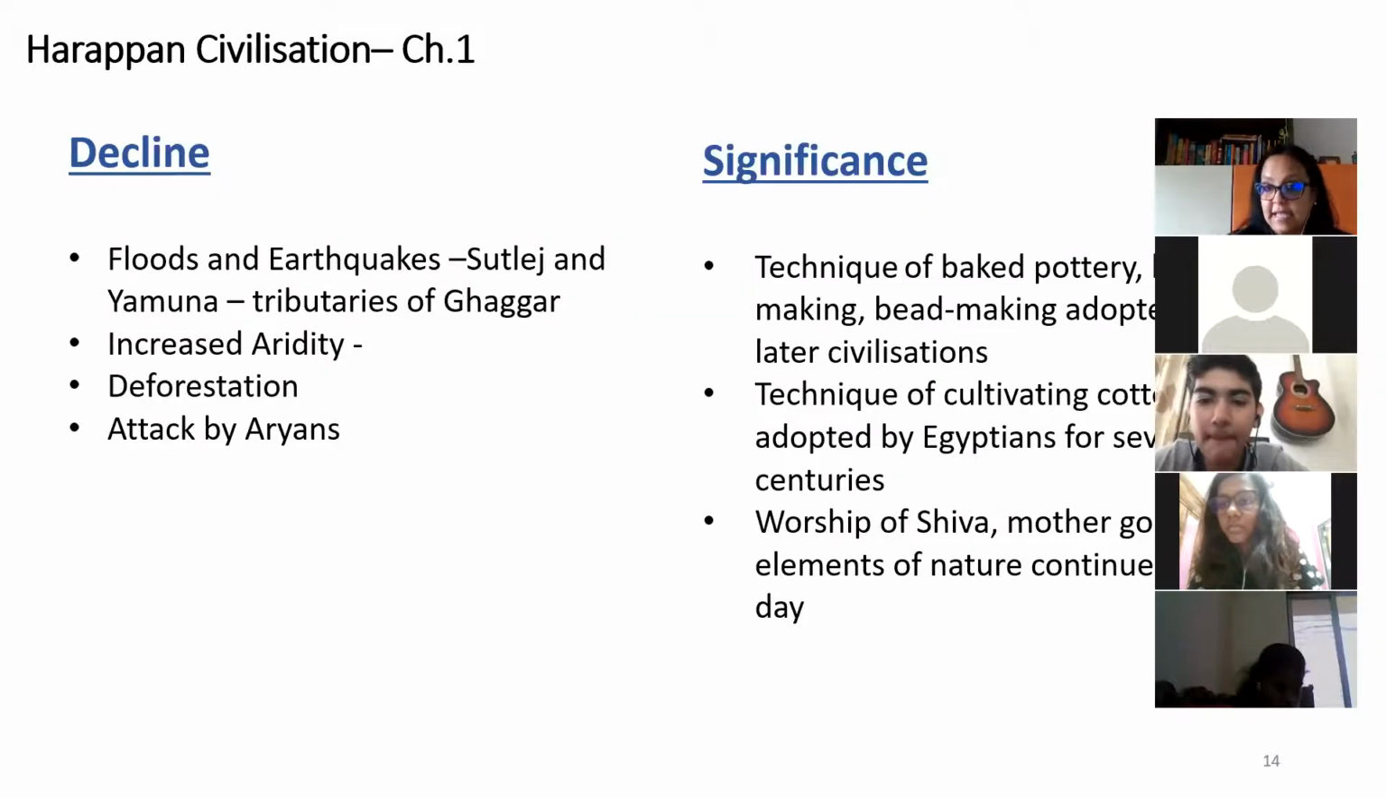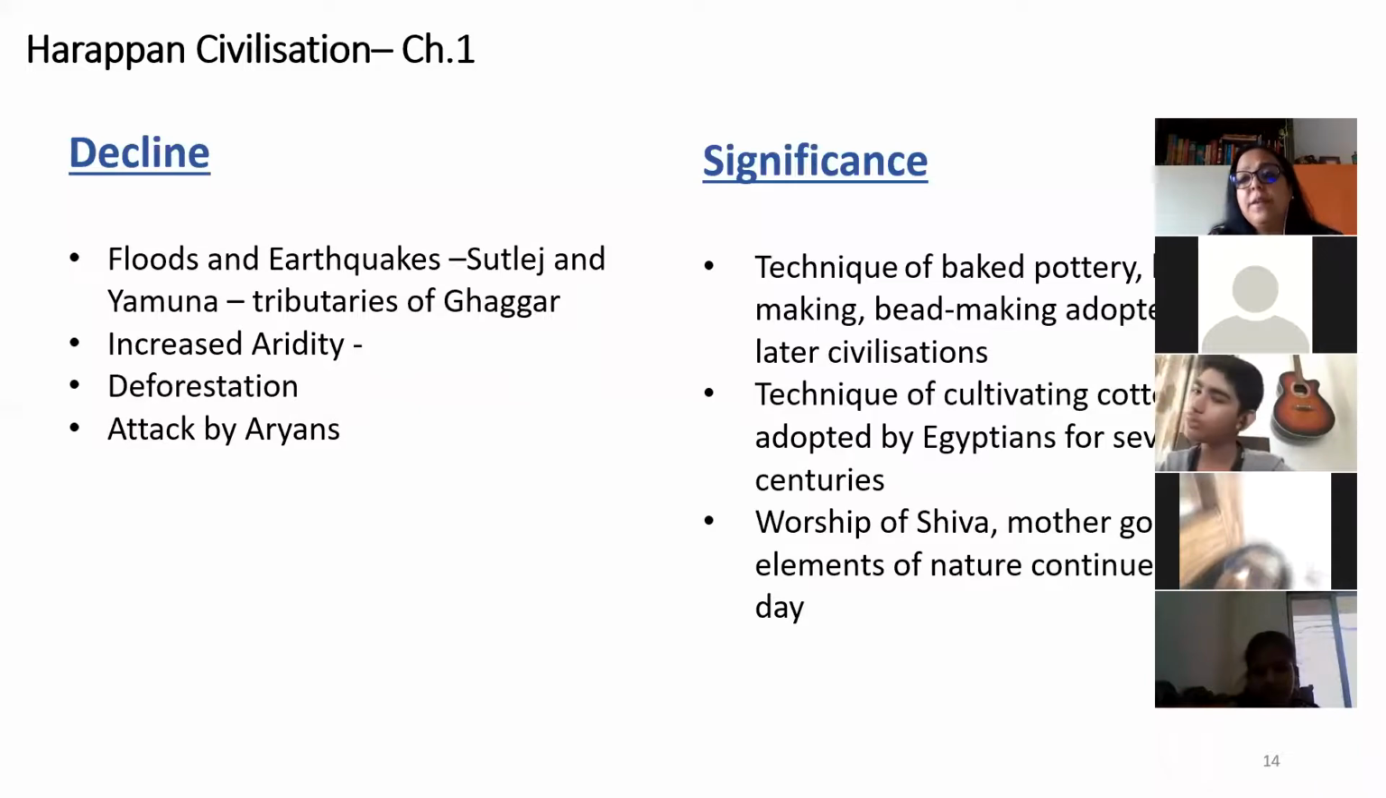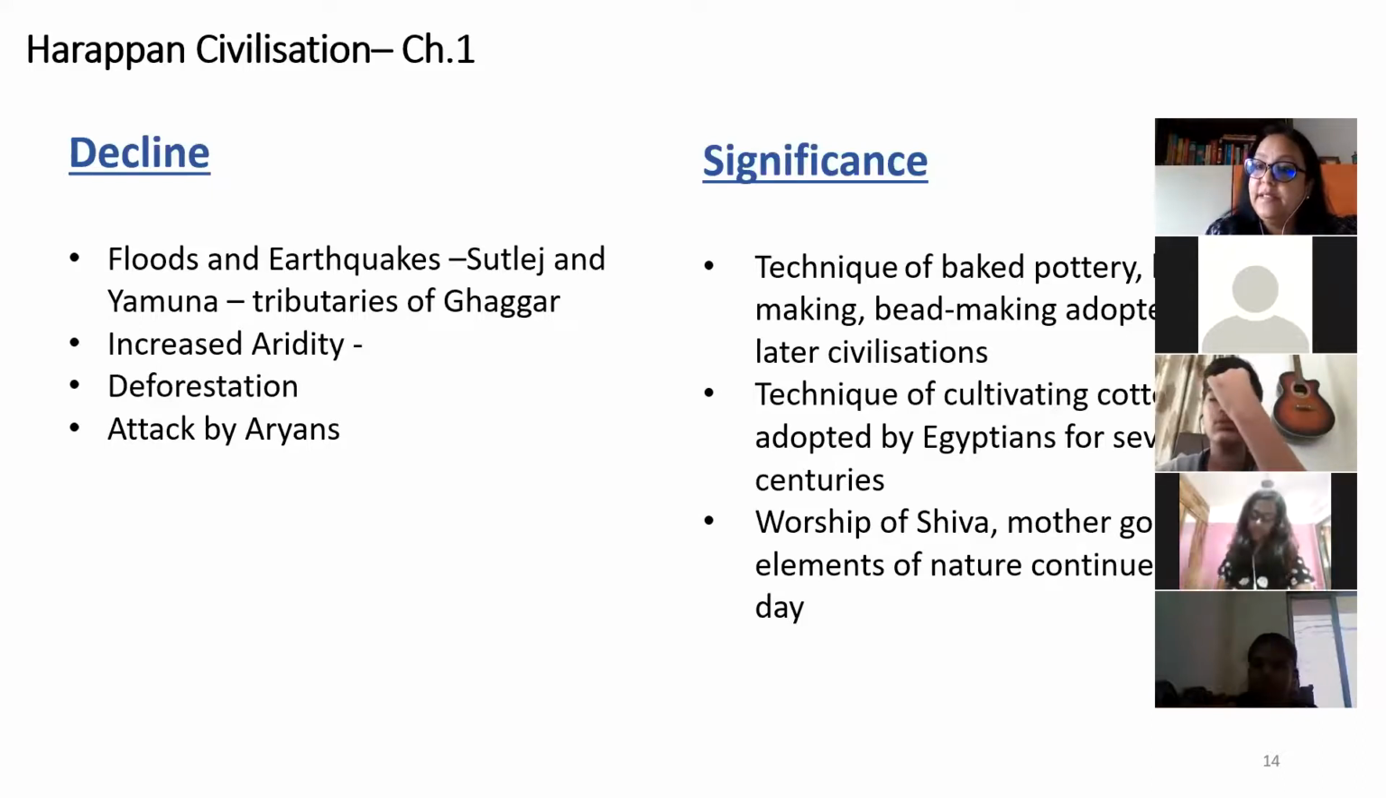So the Aryans came, and when they reached Harappa, when they reached the Indus Valley, they killed everybody. They massacred. Massacre means killing all the population. So they massacred everybody, and then they occupied the Indus Valley. That is also one theory. So we have four theories of decline.